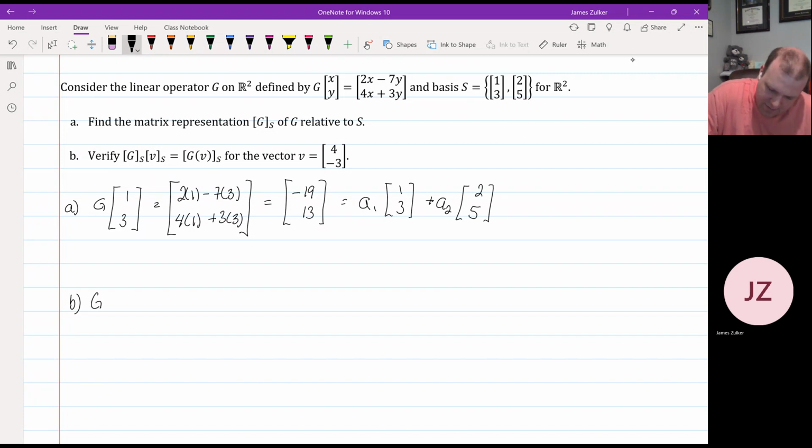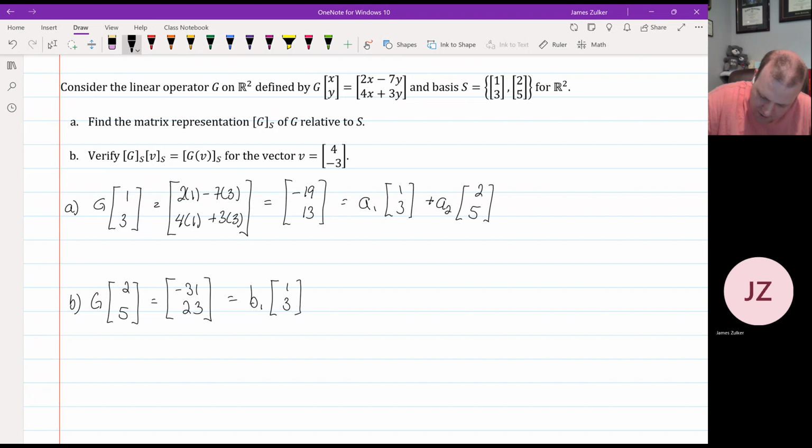We're going to do the same thing now for the second basis element, the vector 2, 5. And so we see that this is going to give us negative 31, 23. And now we want to write that as a linear combination, let's say B1 times 1, 3 plus B2 times 2, 5.